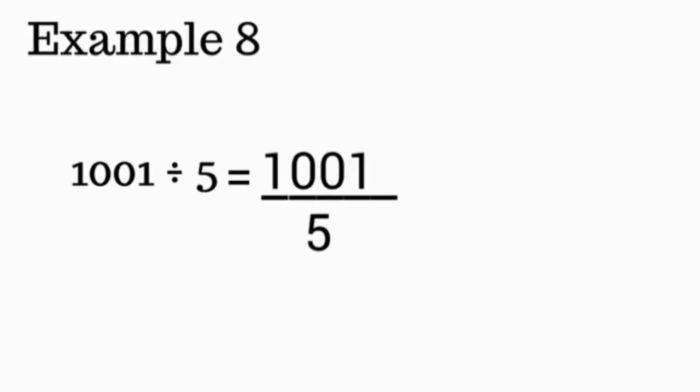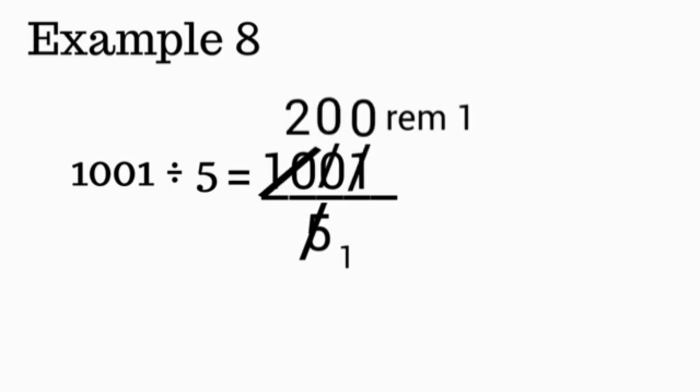Example number 8. 1001 divided by 5. 5 into 10 is 2. Okay, so we have 1001 divided by 5. 5 into 1 is 0 times, so we can put 0 in front of the number and take 10. 5 into 10 is 2. 5 into 0 is 0. 5 into 1 is 0 times, remainder 1. So we have 200 whole number, 1 over 5.